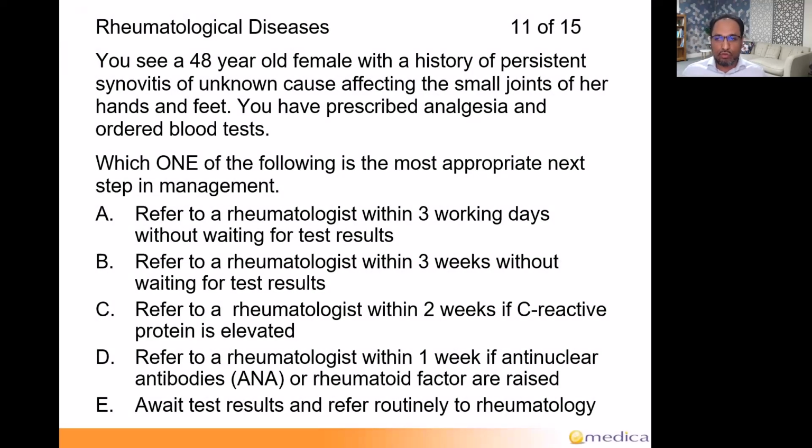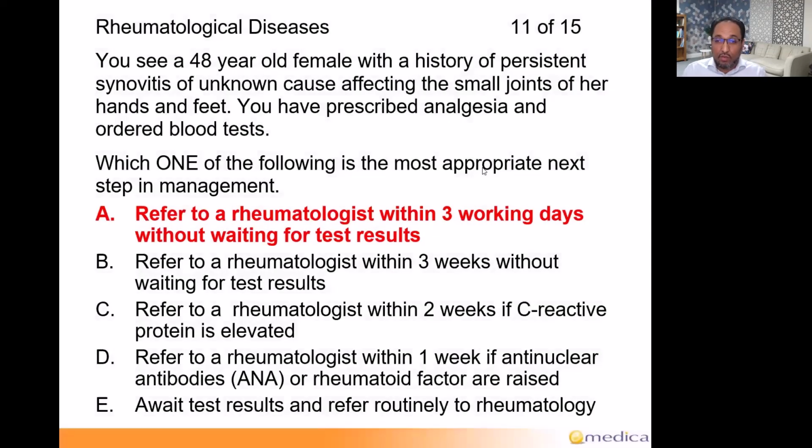Okay, rheumatological disease. So key thing here is, given this background, what is it that we'll be looking for? So persistent synovitis, small joints of our hands. What is it that we'll be looking for? Rheumatoid, right? Great. So what's important is this: small joints of the hands and feet, multiple joints affected, and they're the small joints. Okay, so that's why the correct answer is A.